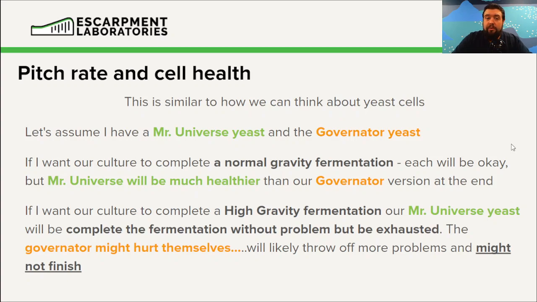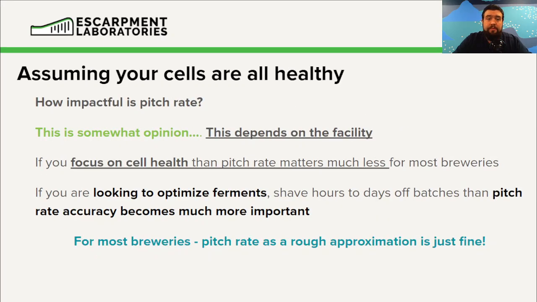This is what we see when we start looking at yeast cells. We can have two cultures that are 80% viable or 90% viable, and one outperform the other radically. This is what we find in that situation: we have essentially one culture that is full of Mr. Universe yeasts and one culture that's full of Governator yeasts. The difference is a focus on yeast cell health, and that is why this is important.